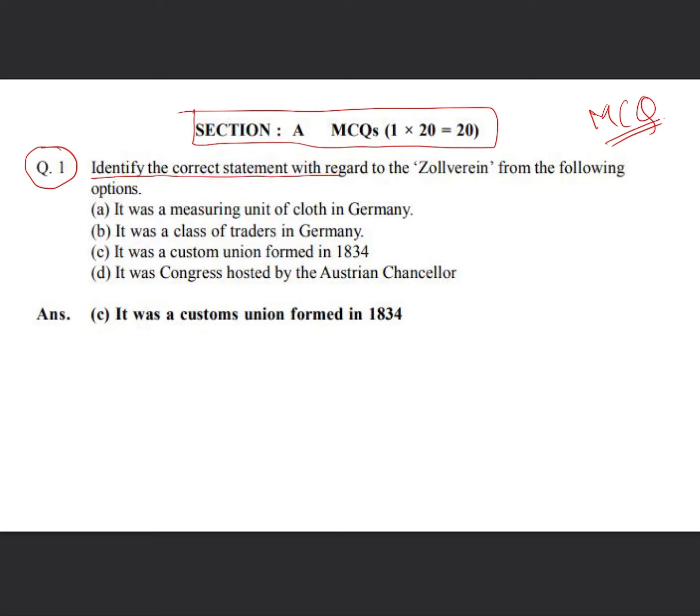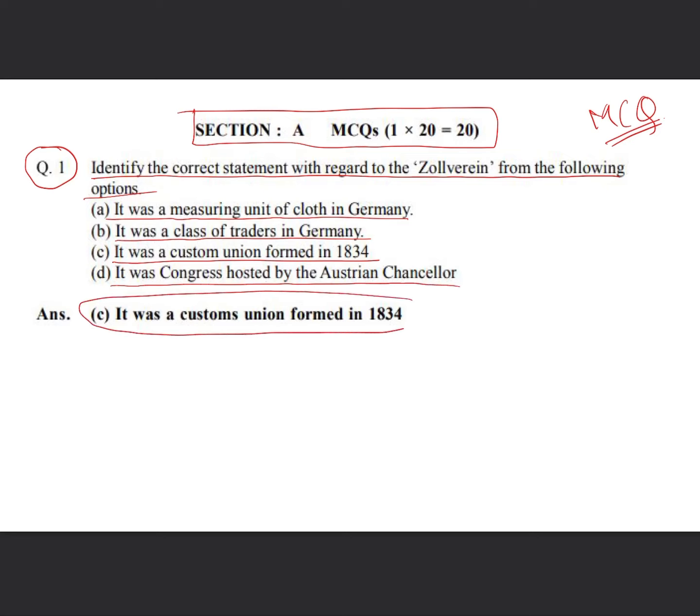Identify the correct statement with regard to Zollverein from the following options. Option A, it was a measuring unit of cloth in Germany. Option B, it was a class of traders in Germany. Option C, it was a custom union formed in 1834. Or option D, it was a Congress hosted by the Austrian Chancellor. So the correct answer for this question is option C. It was a custom union formed in 1834.